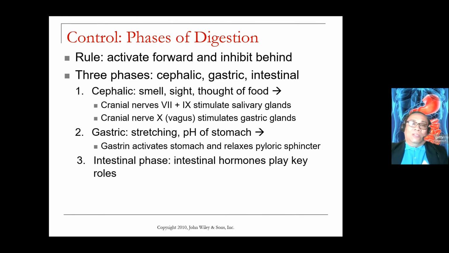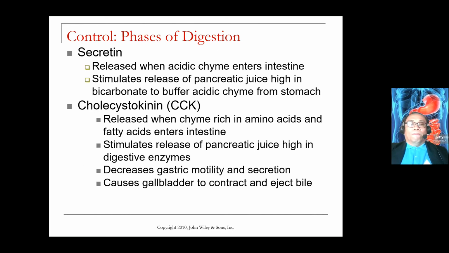And it is divided into three phases, such as the cephalic phase, which is triggered by smell and the sight of food, where several cranial nerves are stimulated. And in the gastric phase, where the food is already in the stomach, and the intestinal phase, where the intestinal hormones play a key role in the absorption of the nutrients. Okay, so mga hormones that aid in digestion are secretin and cholecystokinin.